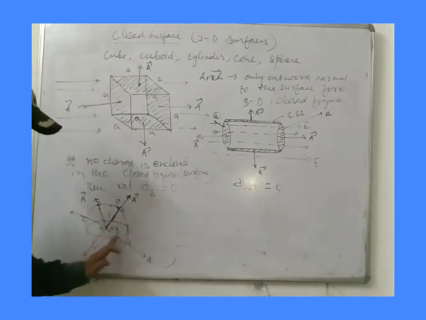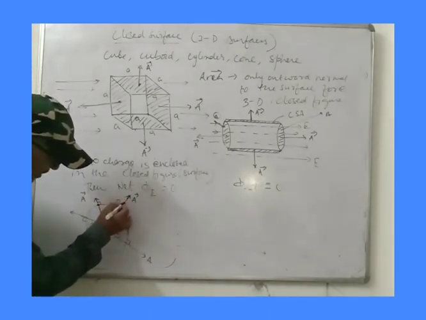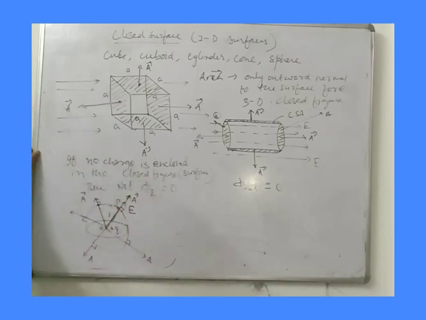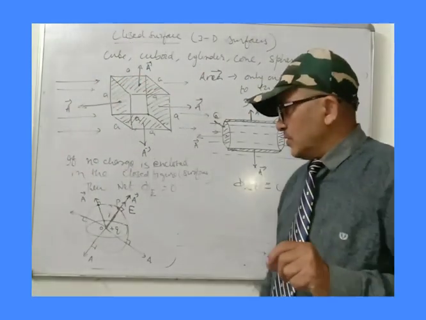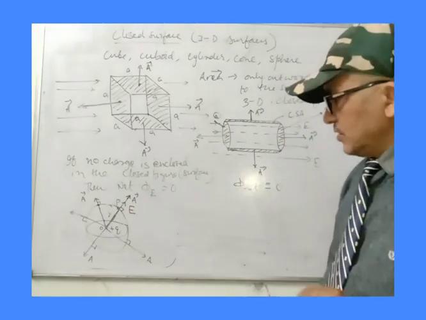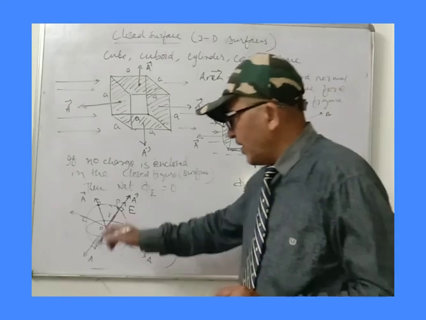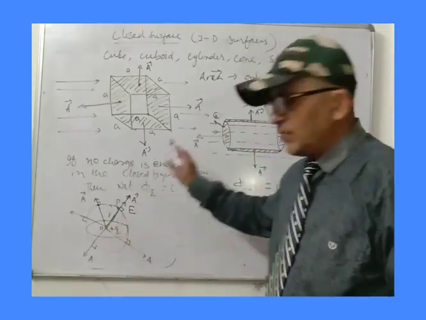So here another case is there: if the closed surface contains a charge, then what happens? At this point, the electric field direction is this. Do you know the electric field due to a positive charge? You can visit the previous videos on my YouTube channel, Right Concept Learning. You will find the direction of the electric field due to a positive charge is away from the charge.